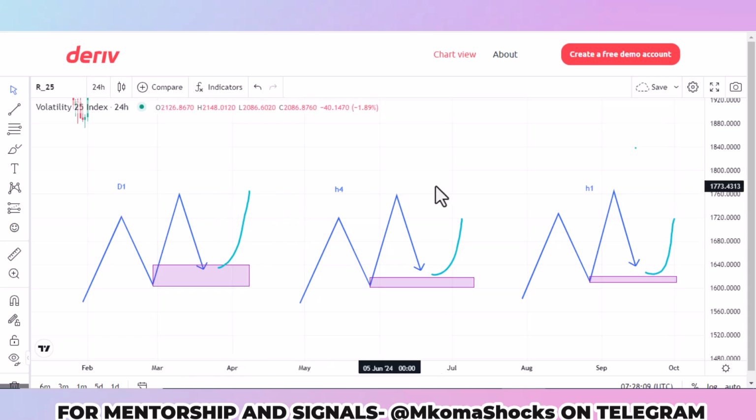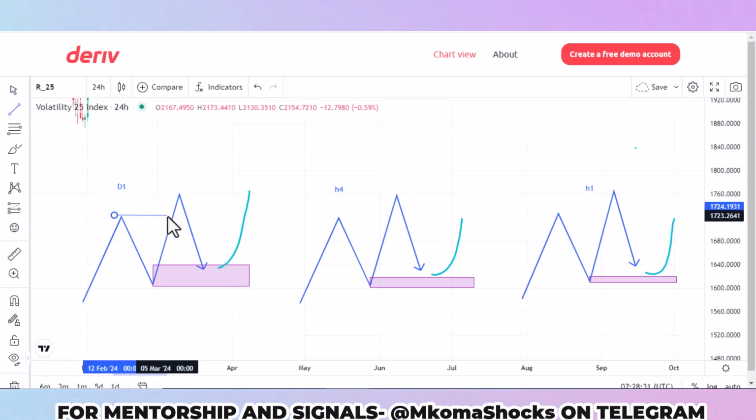What we are going to do is get our entries on the H1 after analyzing from the D1. So we're going to do what we call top-down analysis from D1 to the H1. On the D1 time frame, we're going to find an order block, right? From the pictures that you are seeing right now on your screen, you can clearly see that we have price breaking above a high, then we have a retracement back to an order block. The order block is the box that you can see down there.